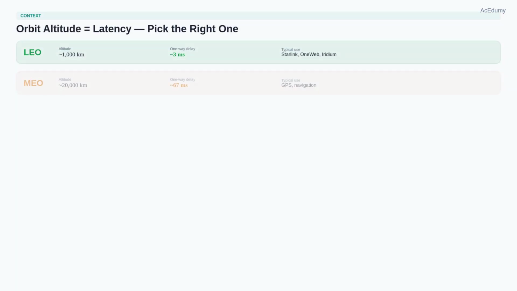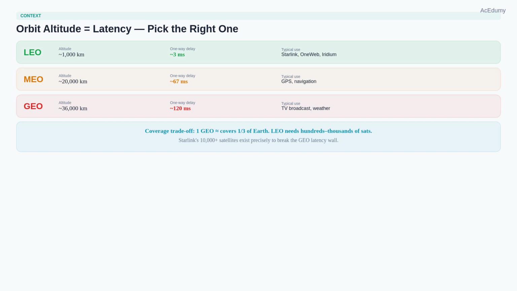So what do engineers do when they need low latency and satellite coverage? Change the orbit. Lower orbit means shorter distance means lower delay. Low Earth orbit, or LEO, sits around 500 to 2,000 kilometers up. At 1,000 kilometers, one-way delay is about 3 milliseconds. That is the regime of Starlink, OneWeb, and the Iridium phone system.